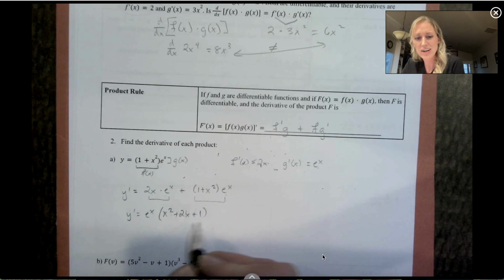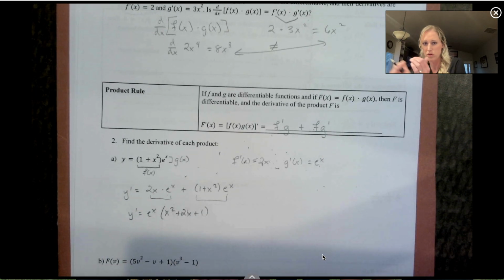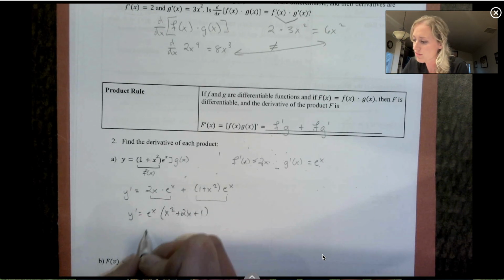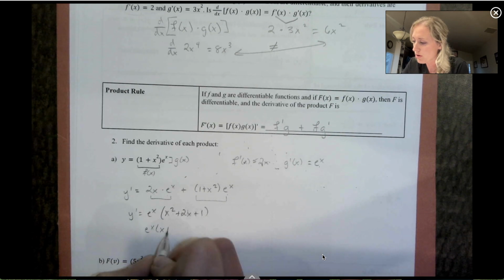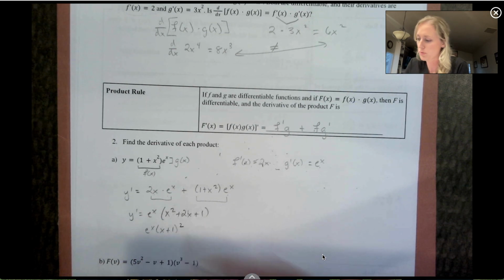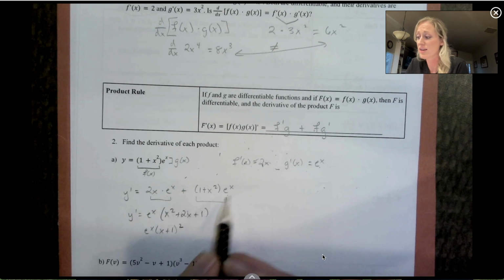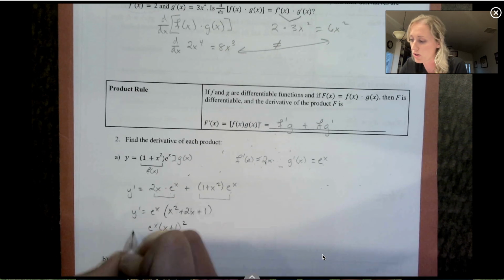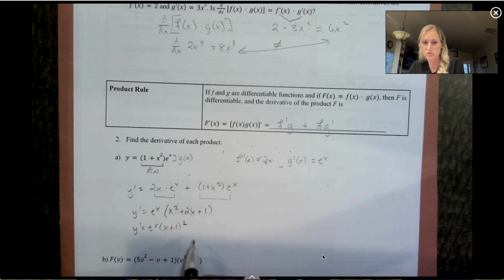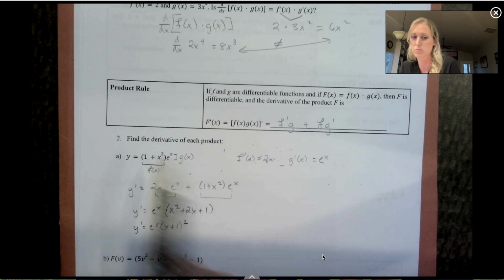This does factor nicely, so we can leave it like this, or we can write it in factored form. This is the same as x plus 1 times x plus 1, or x plus 1 squared. So either one would be fine, and honestly, that original one would be fine. All of these are acceptable answers for finding the derivative of this product.